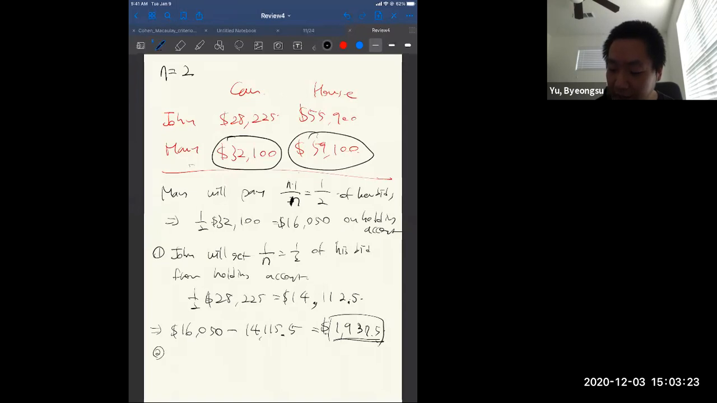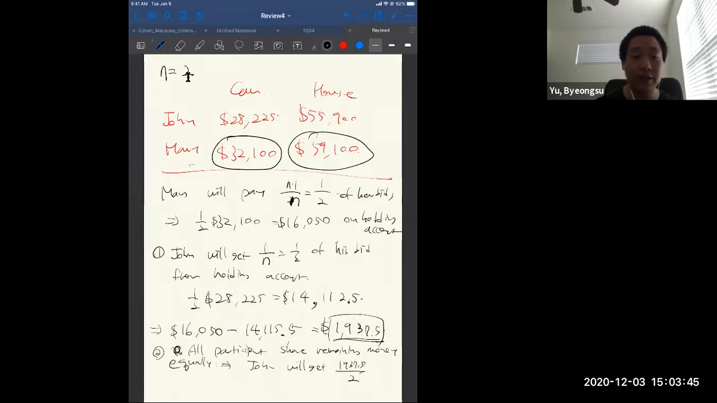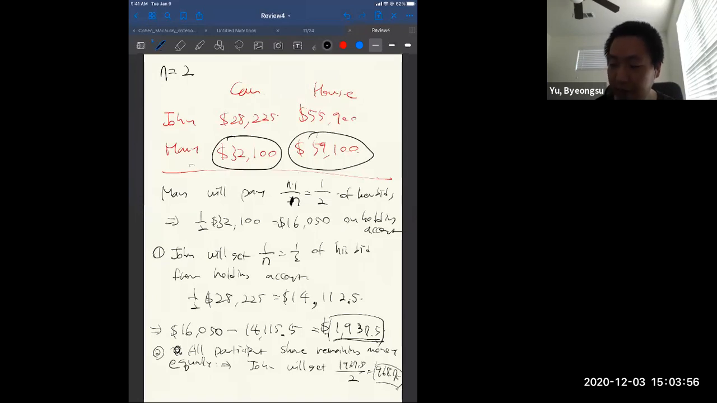And next, all participants share the remaining money equally, right? So John will get half of this money, which is 968.75 also. So from the car, John will get this $102.5 plus $968.75 also, right?